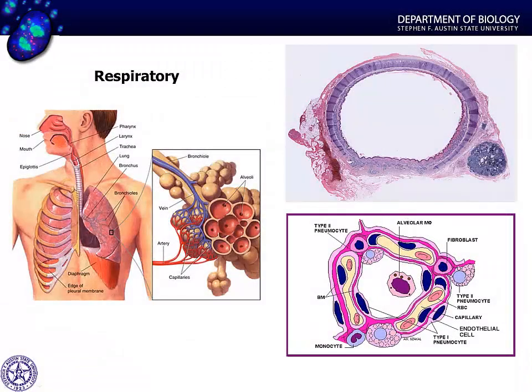Welcome to our podcast on the respiratory system. I'm going to try to squeeze it all into this one podcast. And certainly in the beginning, we're going to have some review of anatomy.